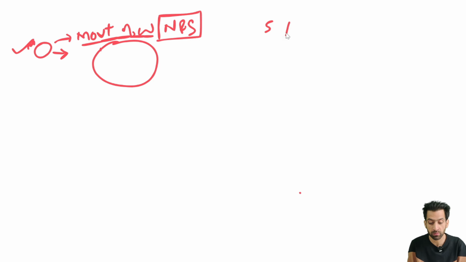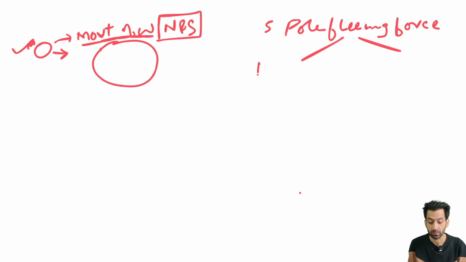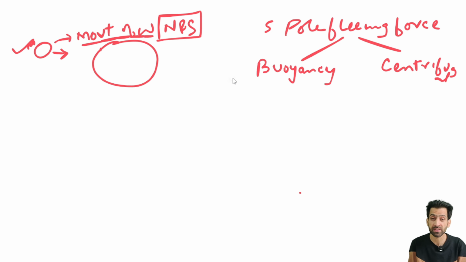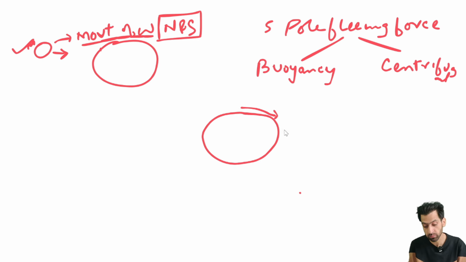The second force was the pole fleeing force. In this, he described two forces: the force of buoyancy and centrifugal force. These are the two forces that are responsible for movement of the continents from the poles. How? He described that this is Earth, and because of the centrifugal force due to the rotation of Earth, the continents will start to move. We will have a centrifugal force acting somewhat like this. This is how the centrifugal force acts.